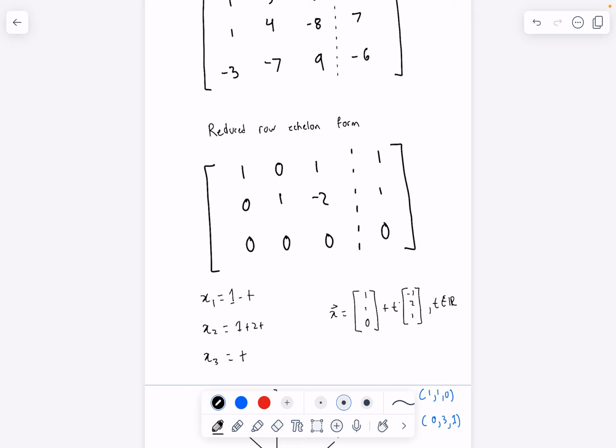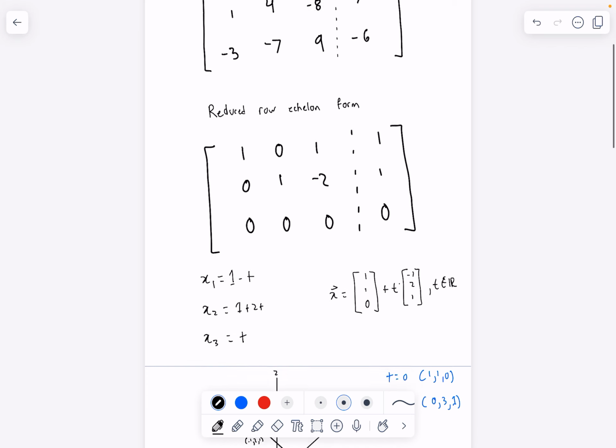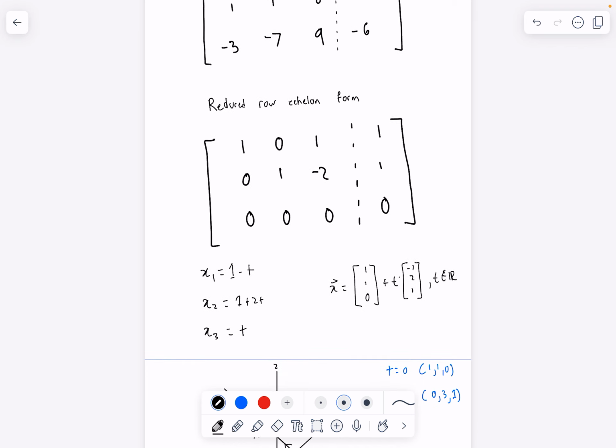This simplified matrix shows us that x1 and x2 are leading variables, and x3 is free. We can assign it any value. Let x3 equal t, where t is any real number. Then the system becomes, written below, x1 equals 1 minus t, x2 equals 1 plus 2t, and x3 equals t. We can write the solution in parametric vector form as written to the right of that.